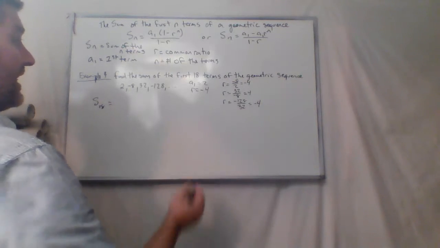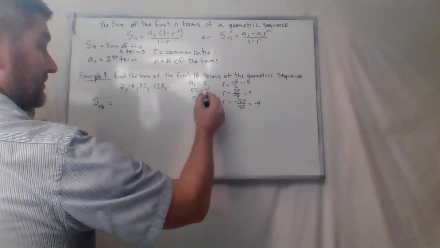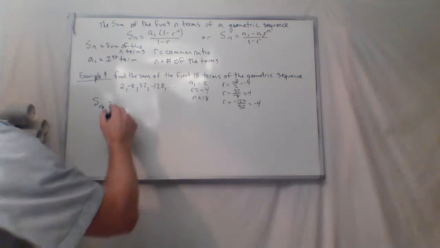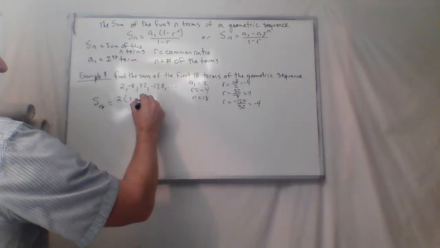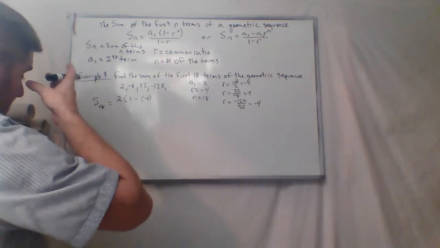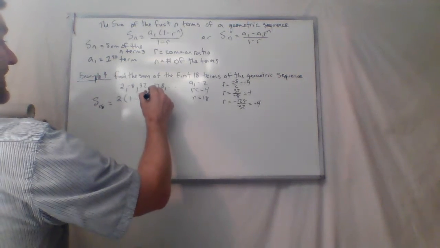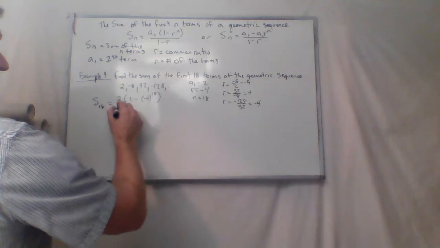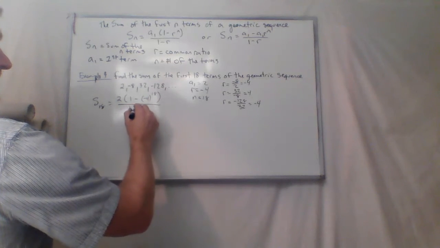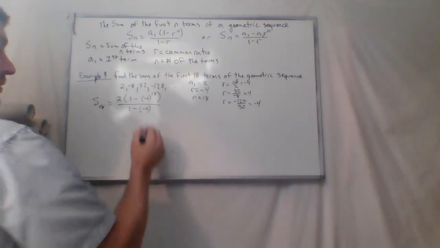All right? And I know that n is 18. I'm looking for the 18th term. So it's your first term times 1 minus your r, negative 4. You put r in parentheses when you do this, and you get 18, all in parentheses, over 1 minus r, negative 4.